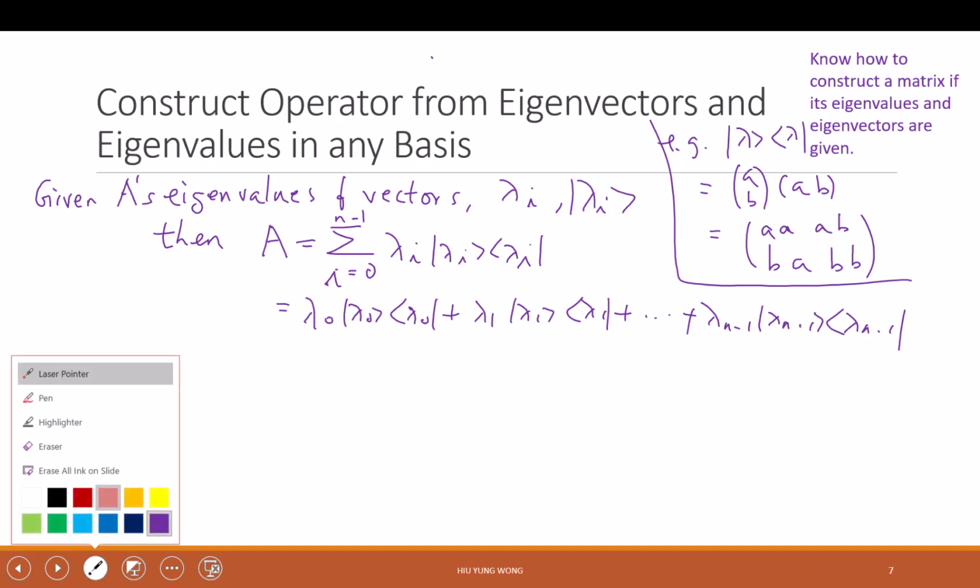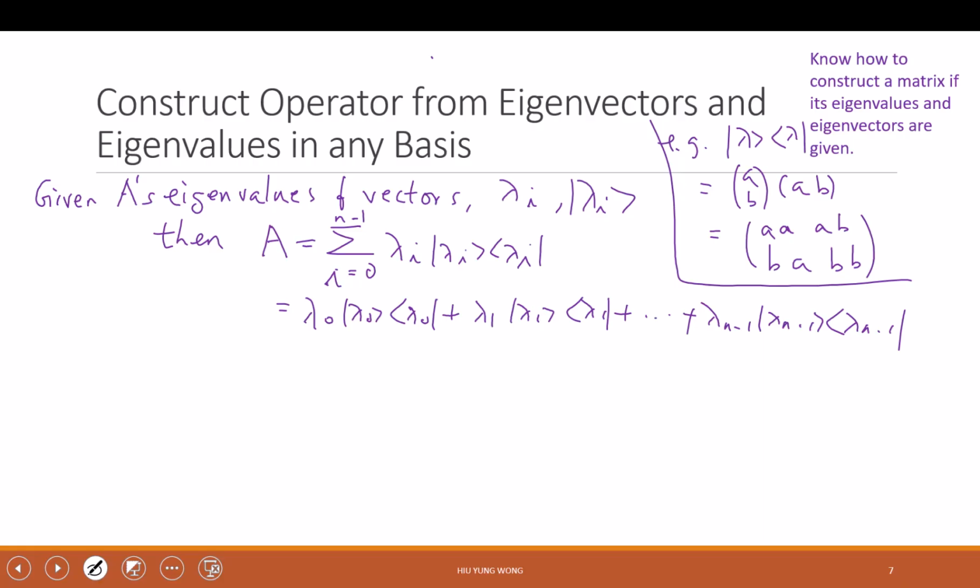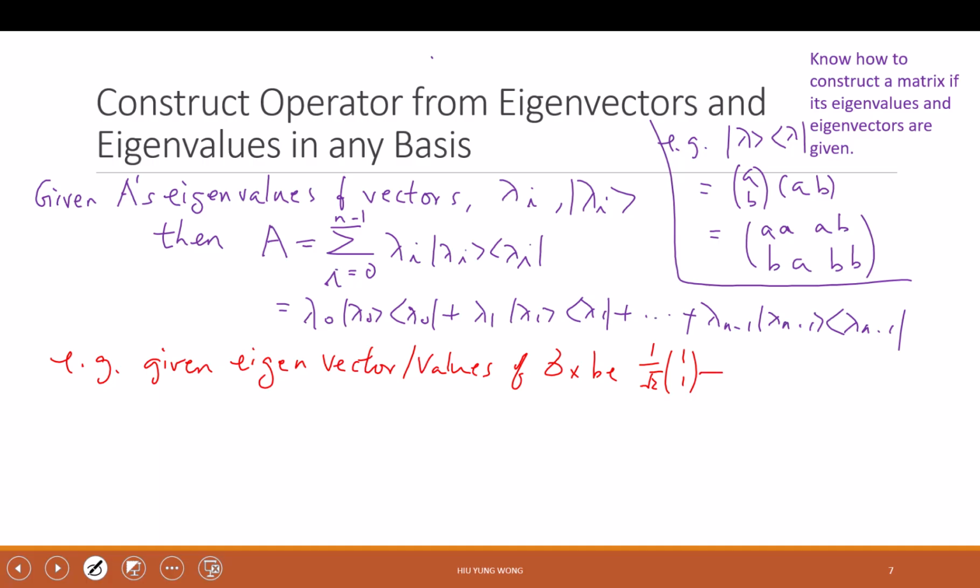Okay, so let me give you an example. For example, let me tell you, given the eigenvectors and values of sigma x, 1 over square root 2, (1, 1) corresponds to plus 1, right? And then 1 over square root 2, (1, negative 1) corresponds to negative 1, right? The first one is the eigenvector, the second one is the eigenvalue.